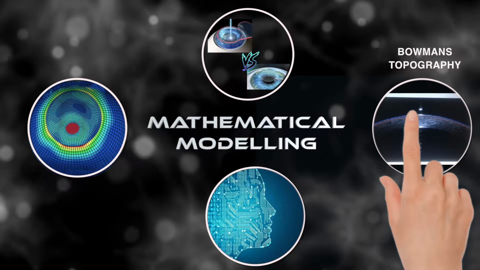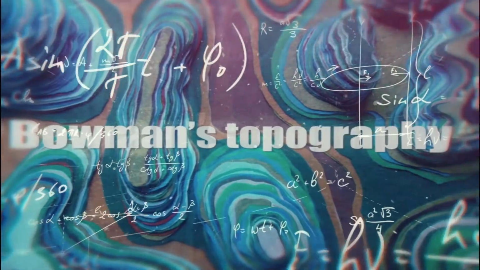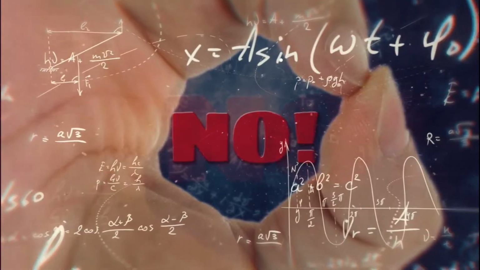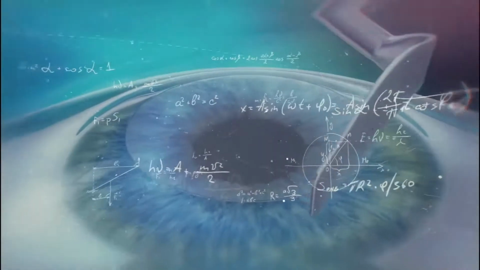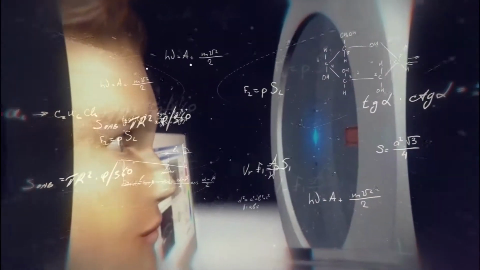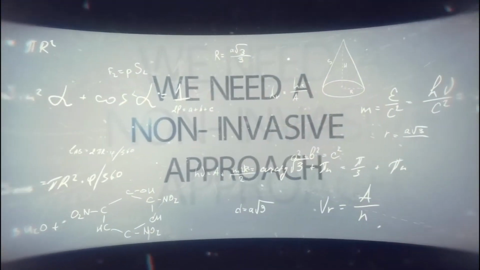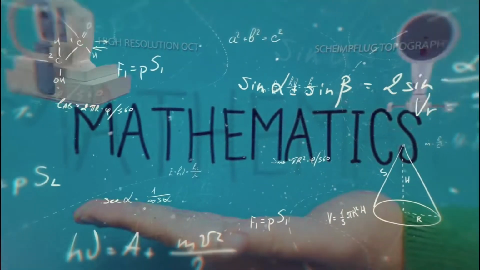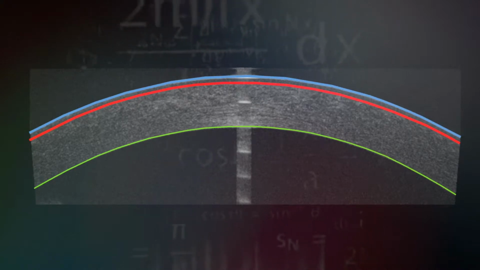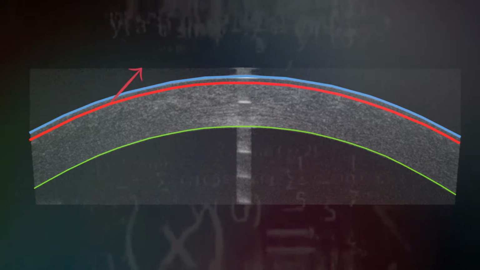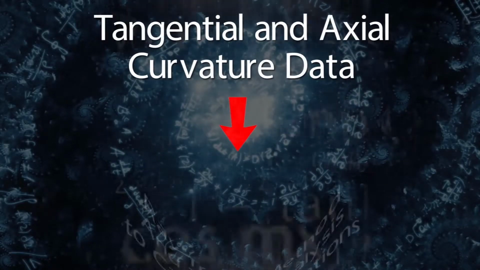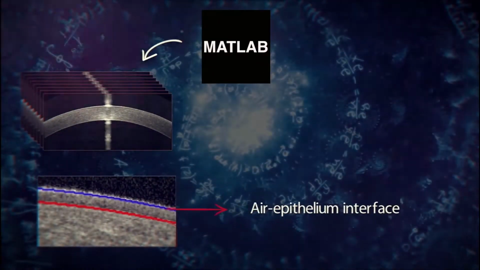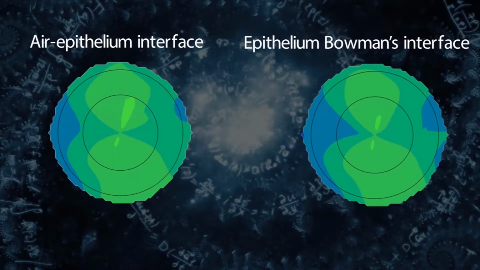Another emerging application of mathematics in the world of ophthalmology is Bowman's topography. We have constantly been in hunt for a perfect topographer. Studies have been published wherein they have done topography of patients after de-epithelialization. However, this is an invasive procedure. To fulfill the need of a non-invasive approach, we have incorporated mathematics with a high-resolution OCT and a topographer. We can now easily demarcate the air-epithelium and the Bowman's interface using mathematics. Combining the tangential and axial curvature data with ray tracing and Zernike analysis, we can calculate aberrations and also derive topography of the underlying stroma without de-epithelialization.